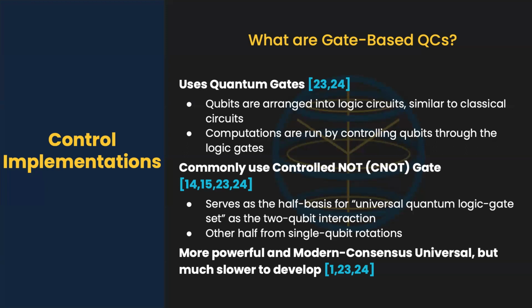So a lot of what people do, in both the ion trapped as well as the superconducting qubits, they'll use them to make CNOT gates. So gate-based is the much more powerful one out of the two control implementations, and it's the one that you need for the modern universal computer, but it's a lot slower to develop. As of now, those sorts of things like IBM and Google, they're still kind of just toys.